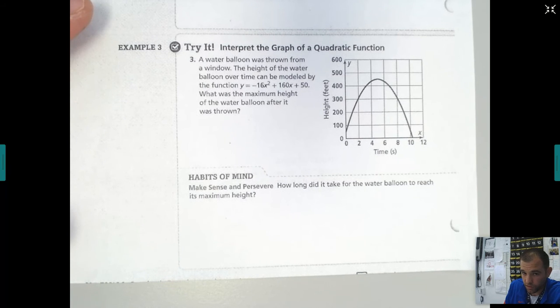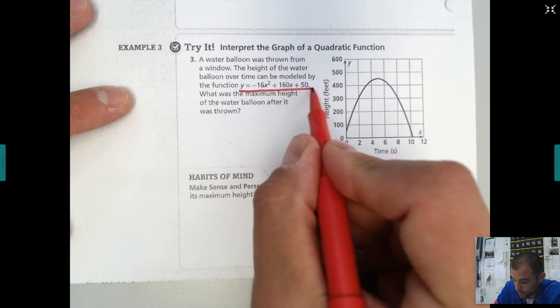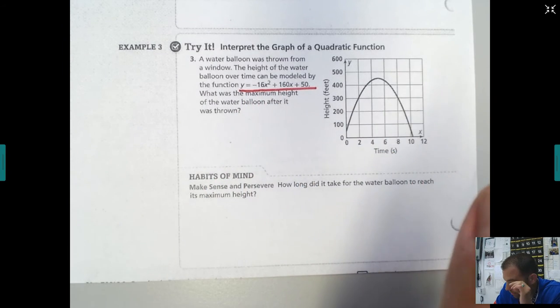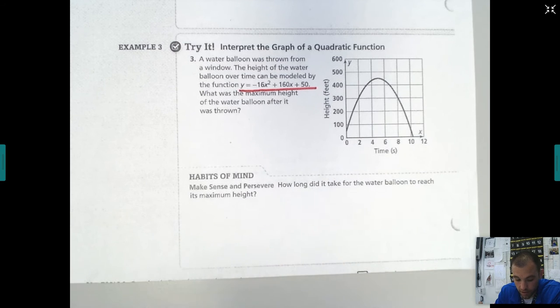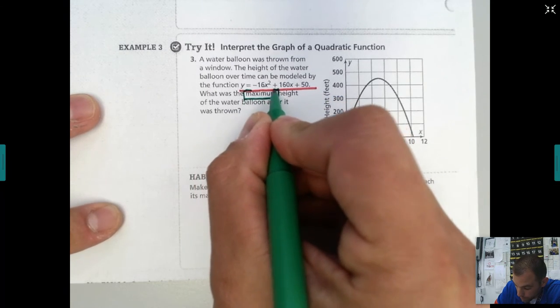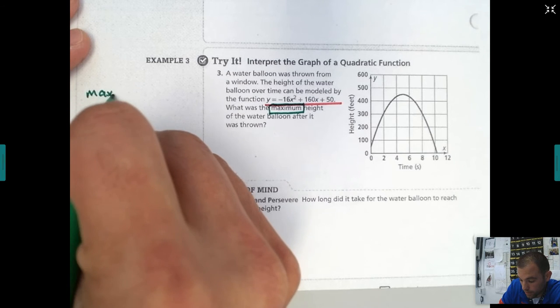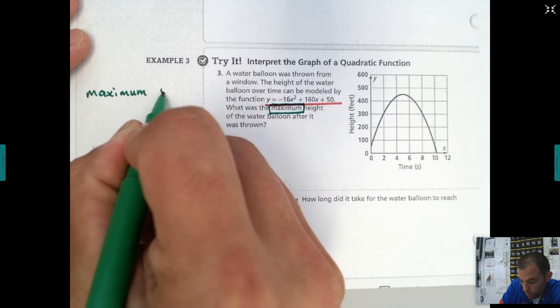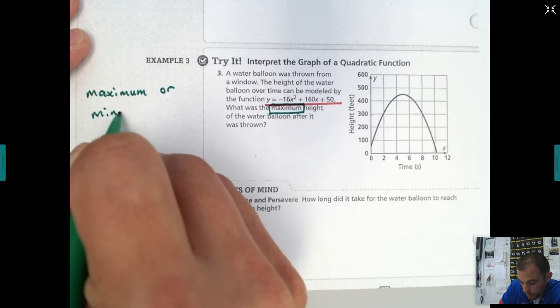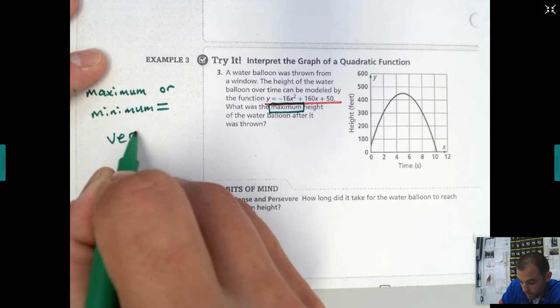Okay, the very last problem. It's question 3. So it says a water balloon was thrown from a window. The height of the balloon over time can be modeled by this function. What is the maximum height of the water balloon after it was thrown? There is one key word in this problem. Okay? Whenever you hear this word, maximum or minimum, you need to find the vertex.